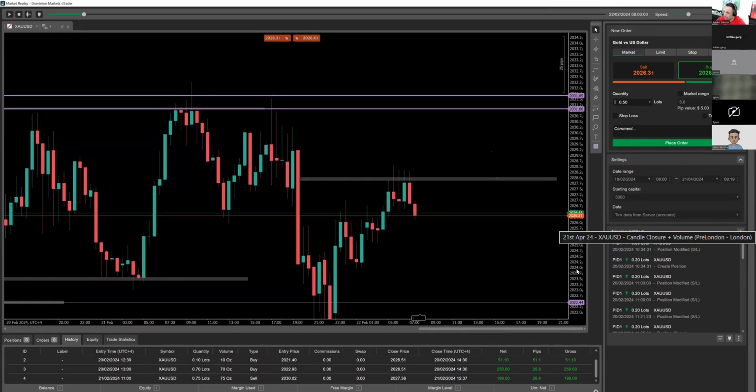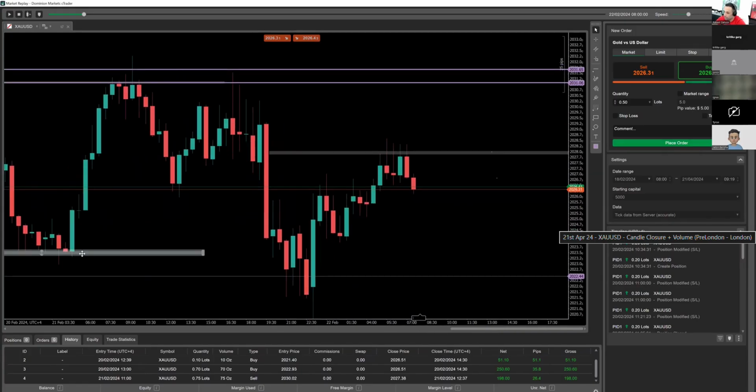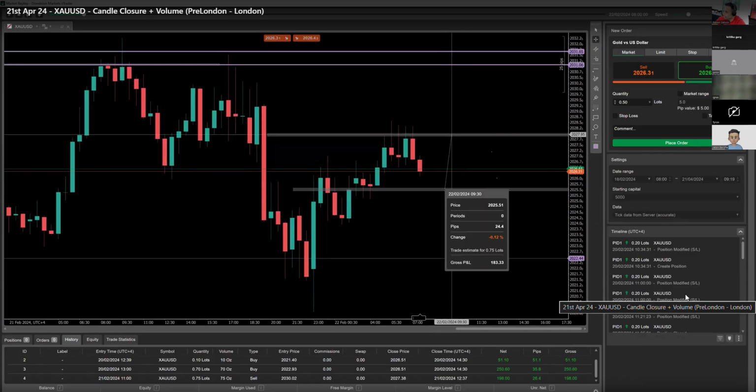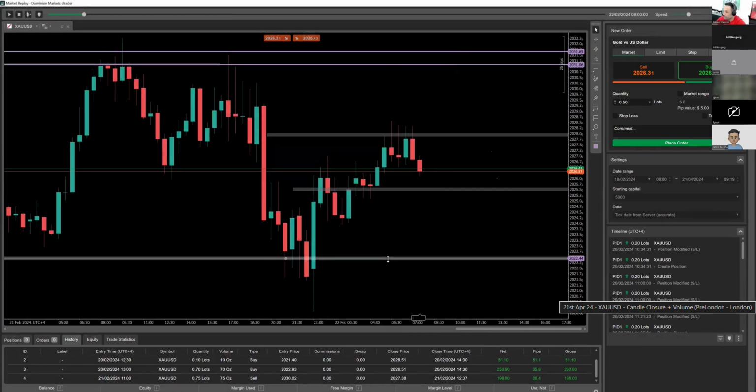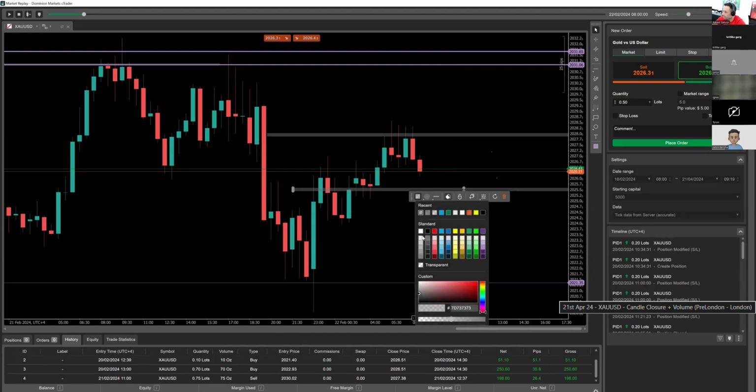We have resistance. First thing we need to identify, resistance. Awesome. Next thing we need to identify, support right over here. How big is this range? This is a 24 pip range. Okay, no problem. And then after this, we can look at some other supports here as well.